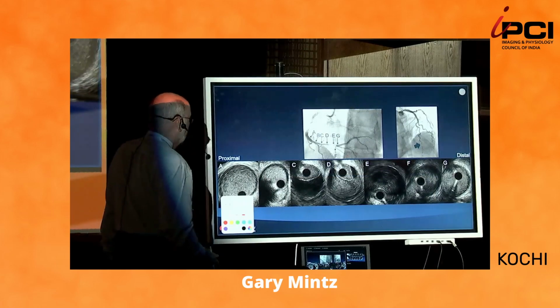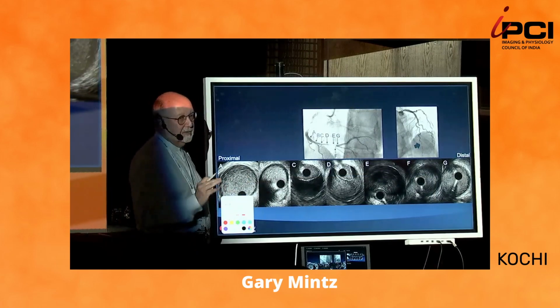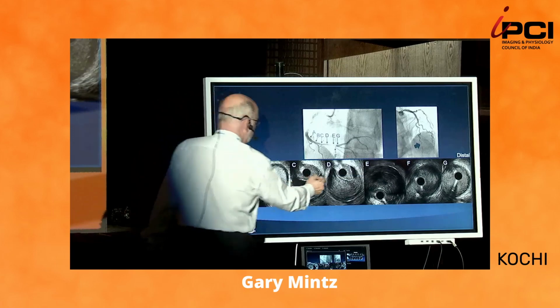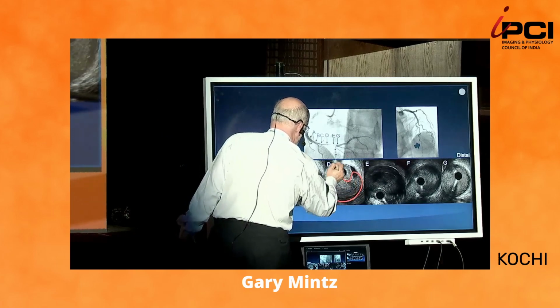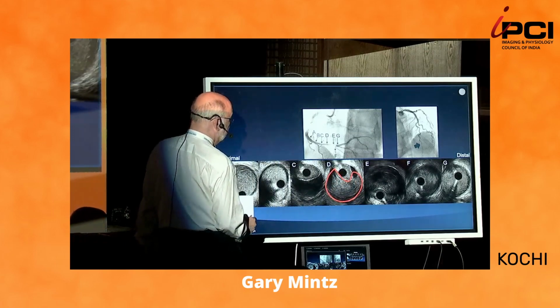Another example, I said these all look alike. If you can't figure this out, you're in the wrong business. So this is all an intramural hematoma from spontaneous coronary artery dissection.